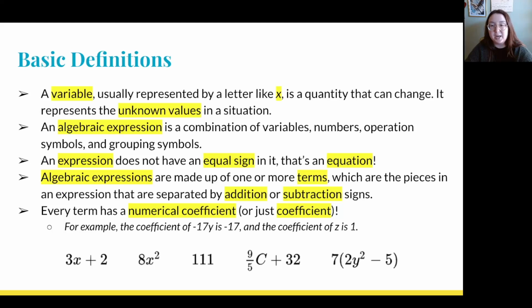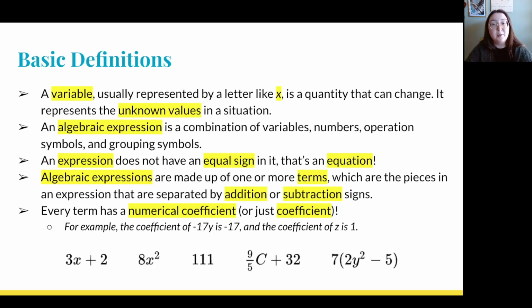Algebraic expressions are made up of one or more terms, which are the pieces in an expression that are separated by addition or subtraction signs. So terms are the pieces or chunks that are separated by our plus or minus signs. For example, on the bottom there, we have 3x plus 2. One of those terms would be 3x and the other term would be 2, and they're being separated by the plus sign. Then we have 8x squared. That's one single term. There's no plus or minus sign in there, so that's just by itself.